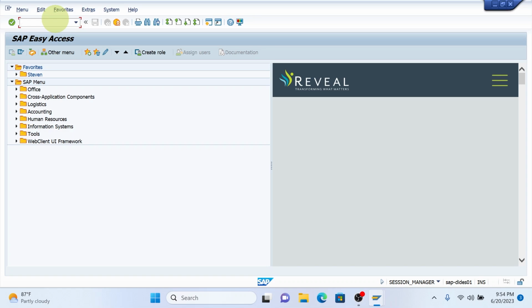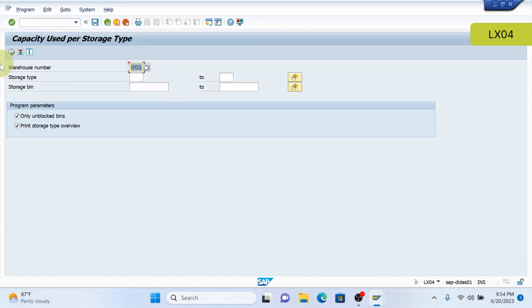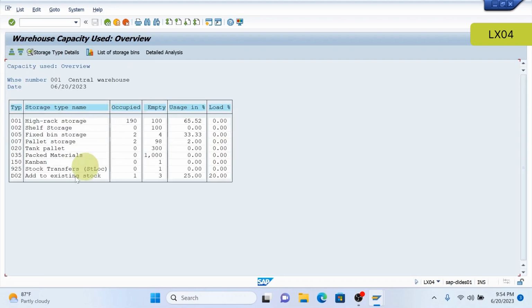So the first is you want to take a look at your health as far as your warehouse capacity. So I would always go into LX04, enter my warehouse number, take a look and just get a high level overview of where I am with capacity usage percentage, how many empty bins I have per storage type. We utilized capacity usages, so the load percentage also meant a lot to me. This would give me a sense of where I could possibly move things. I could judge my inbound volume to see how much more I could put into each of these storage types.